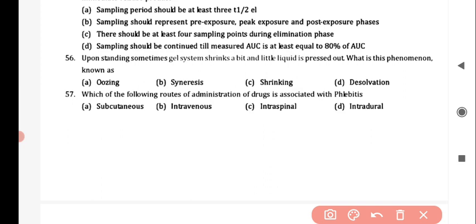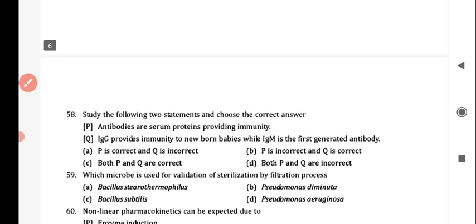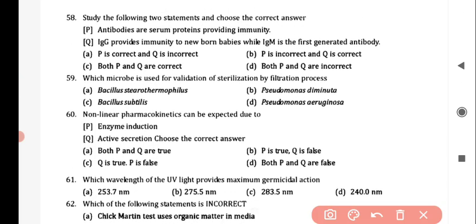Next question is, which of the following routes of administration of drugs is associated with phlebitis? And the correct answer is option B, intravenous. Next question is, study the following two statements and choose the correct answer. Statement 1, P is, antibodies are serum proteins providing immunity. Q is, IgG provides immunity to newborn babies while IgM is the first generated antibody. So the correct answer for this is option C, that is both P and Q are correct.